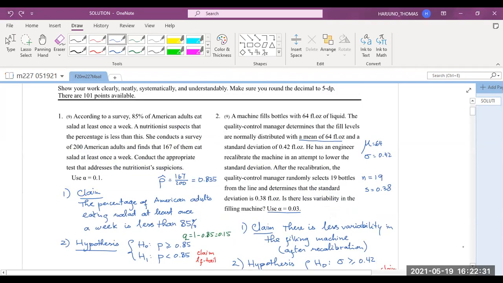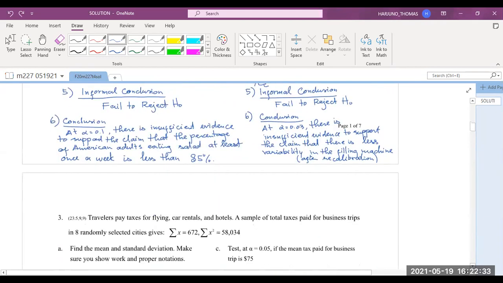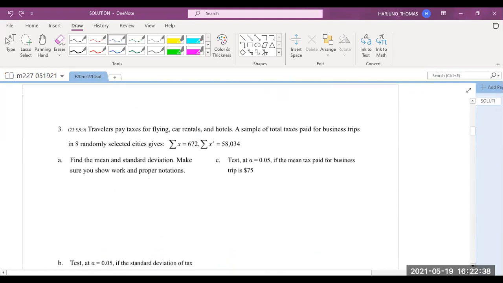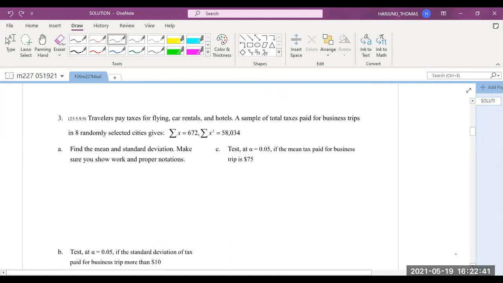Let's go on with number 3. I think my number 3, page 2, only 1 question. Travelers pay taxes for flying, car rentals, and hotels. A sample of total taxes paid for business trips in 8 randomly selected cities gives the following. So 8 randomly selected cities, so n equals 8, right? Now find the mean and standard deviation. Make sure you show work and proper notation.